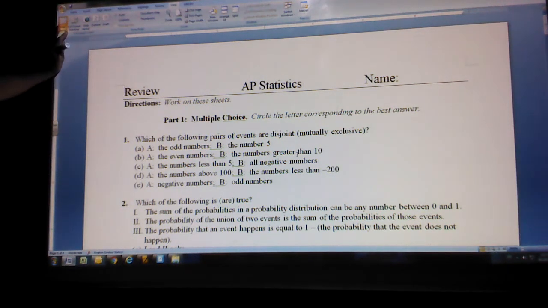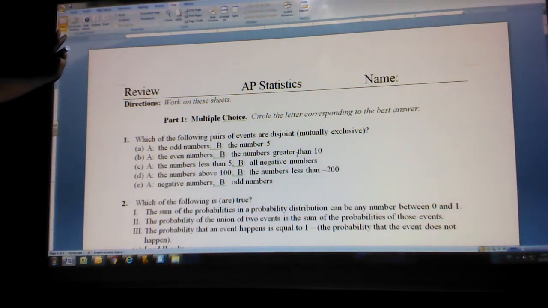Number 1, which of the following pairs of events are disjoint, or we use the phrase mutually exclusive. Mutually exclusive means they do not overlap. A, odd numbers, the number 5. Those overlap. 5 is an odd number, so that one is not correct. B, even numbers, and the number is greater than 10. Well, there's the number 12 that's greater than 10, and it's even, so they overlap. So B is not correct.